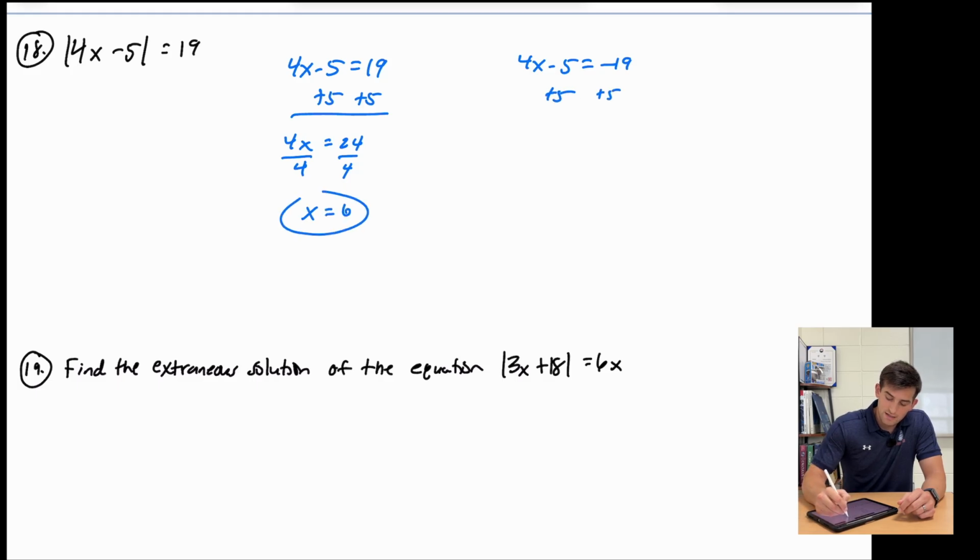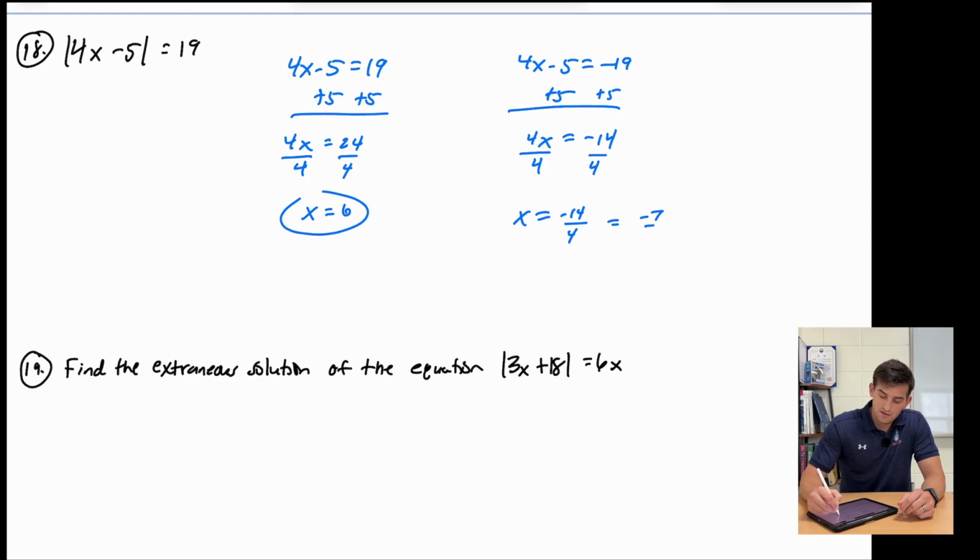Here, if we add 5, we get 4x is equal to negative 14. That would be correct, right? We divide both sides by 4. So we get x is equal to negative 14 over 4, which we could reduce to negative 7 over 2. Or if you wanted to write it as a decimal, negative 3.5, that would work as well.